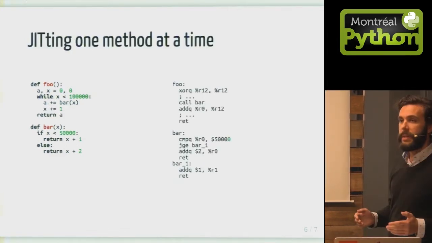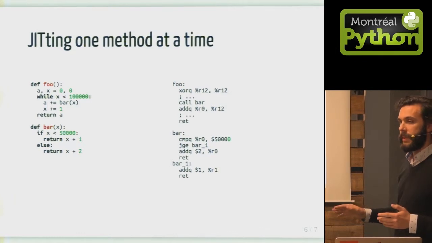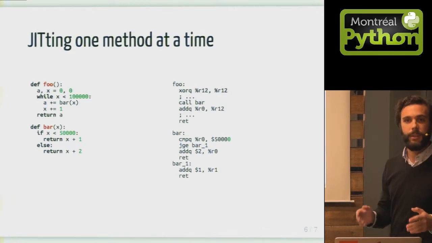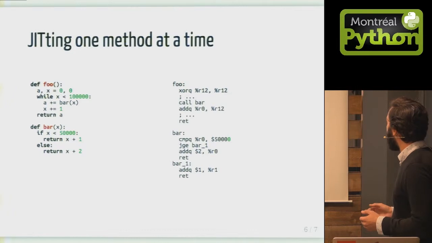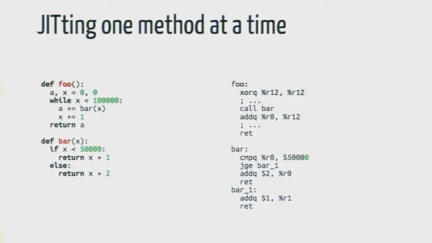It's one method at a time. This is what Pyston is implementing, and what V8 and all the other fast virtual machines are implementing. So basically, I've put some assembler there. You don't have to read it or understand it. The main point I want to make is that for each method, you will get one small piece of assembler.